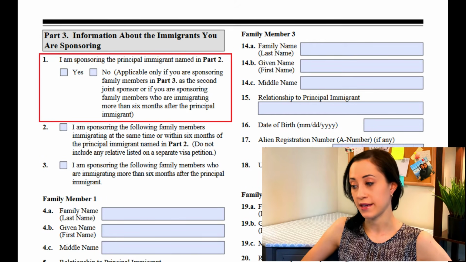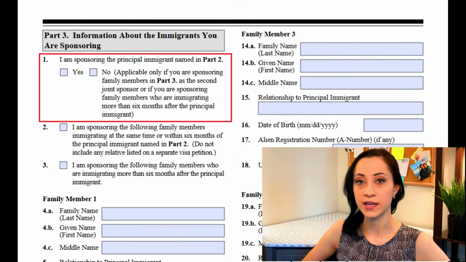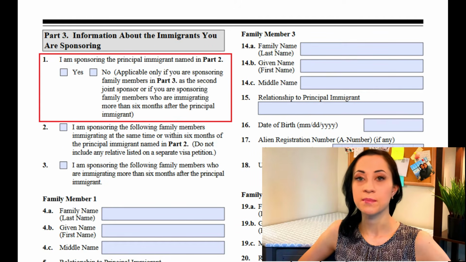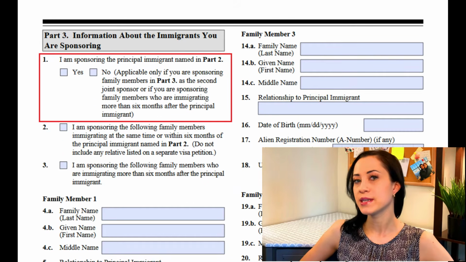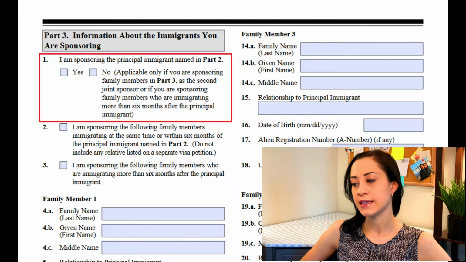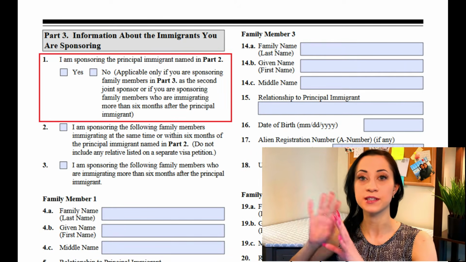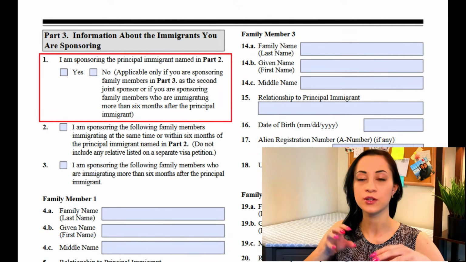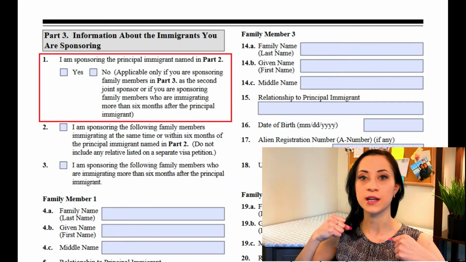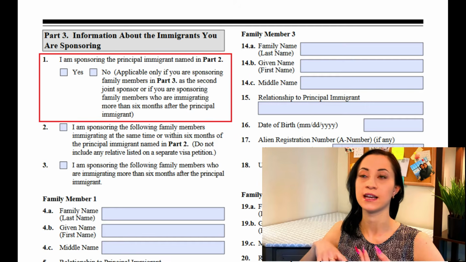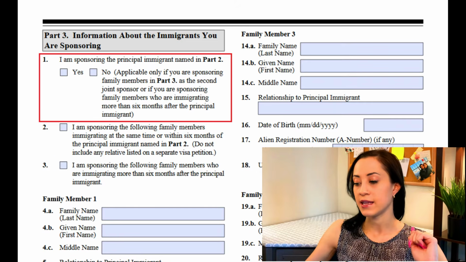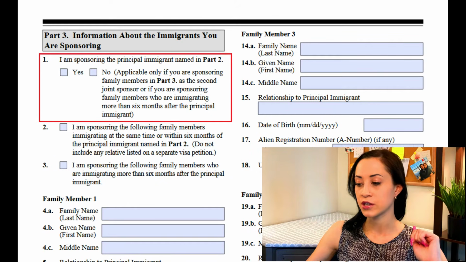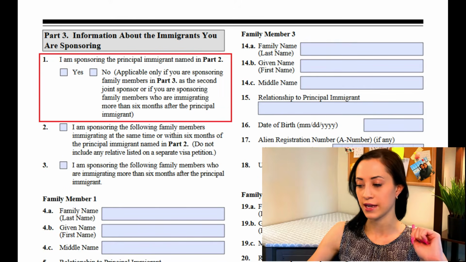no. You will select yes if you are sponsoring the primary immigrant. So for example, if you are a petitioner and you're sponsoring the primary immigrant, you will select yes. You will only select no if you are the second of the 2 joint sponsors and you're sponsoring the primary immigrant's family members. So like in our previous example, joint sponsor A would be sponsoring the primary immigrant, a spouse, and then 1 child. They will be selecting yes to this question. And then they will be including the first child in the family member part right here down below.